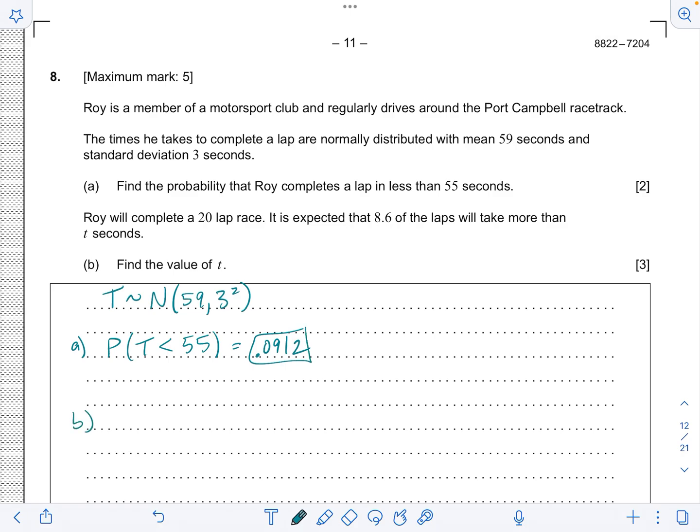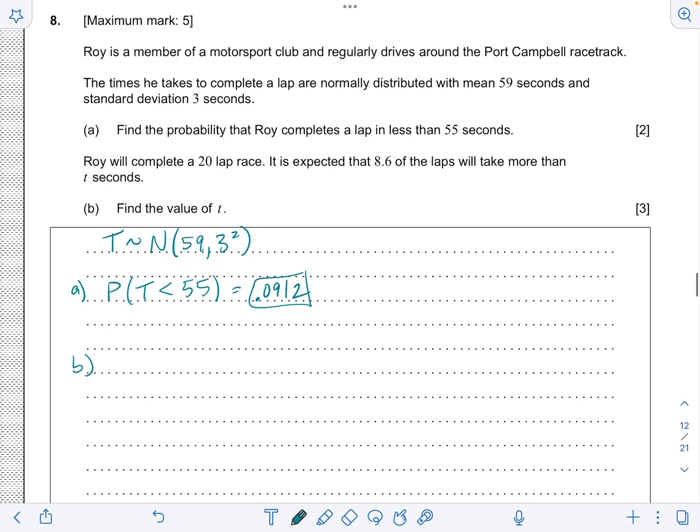And part B, Roy will complete a 20-lap race. It's expected that 8.6 of the laps will take more than T seconds. So find the value of T. Here we're going to do the inverse of the normal. We know that, let's see, I'm having to refresh myself here, that 8.6 of the laps will take more than T seconds.